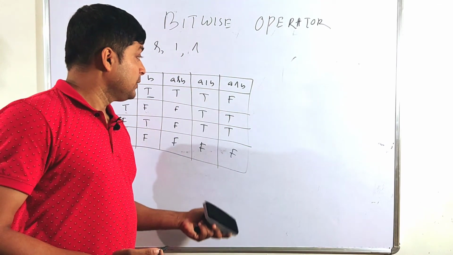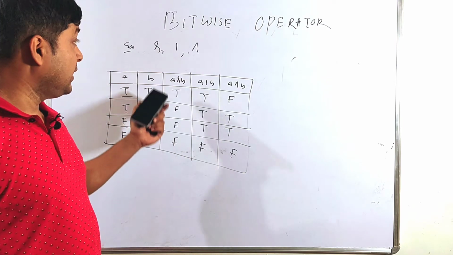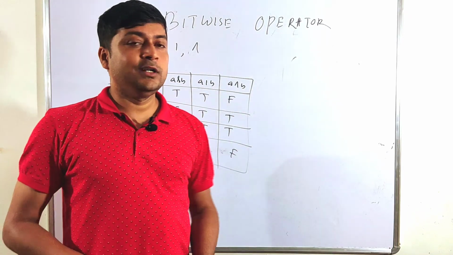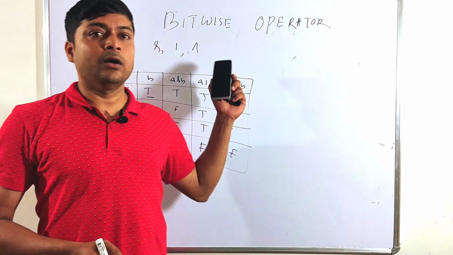So this is the truth table of AND, OR and XOR. In the next video we will see how AND, OR and XOR are calculated.